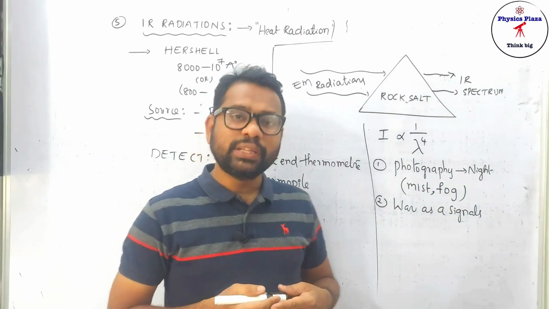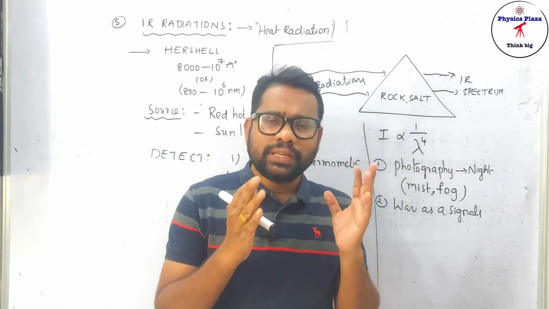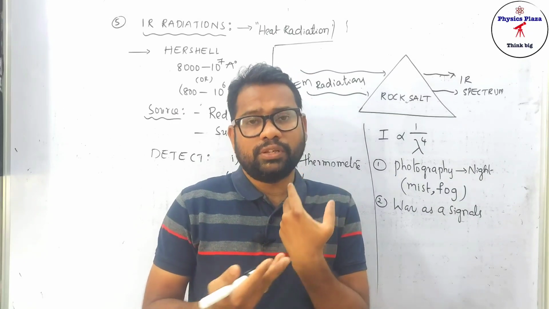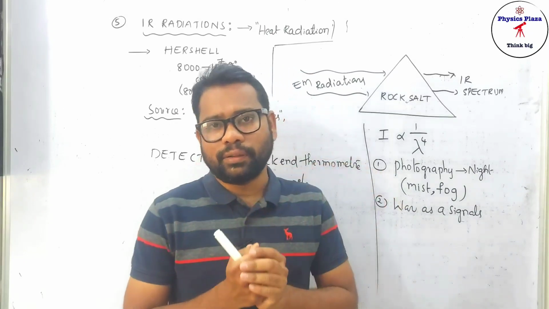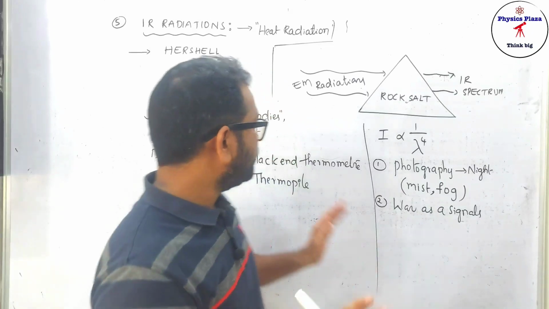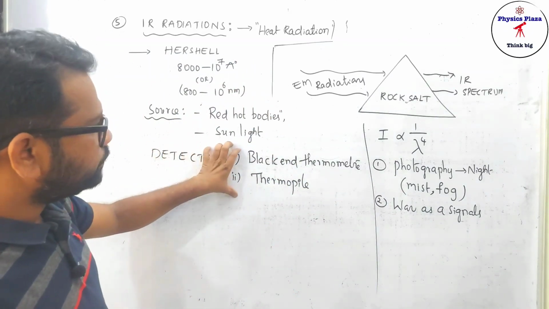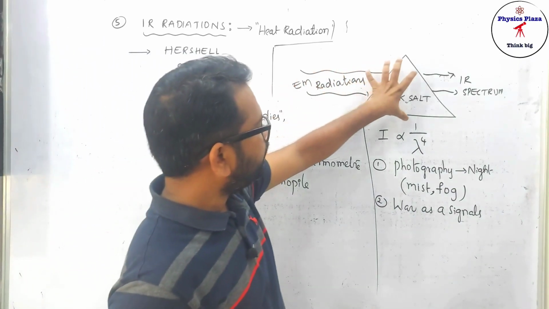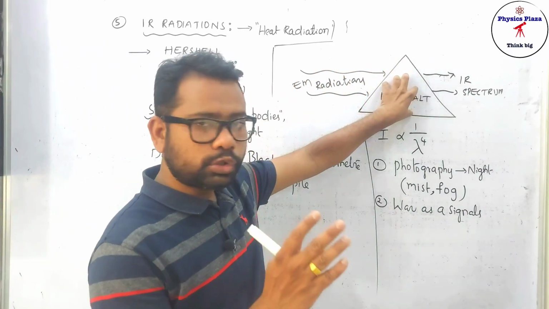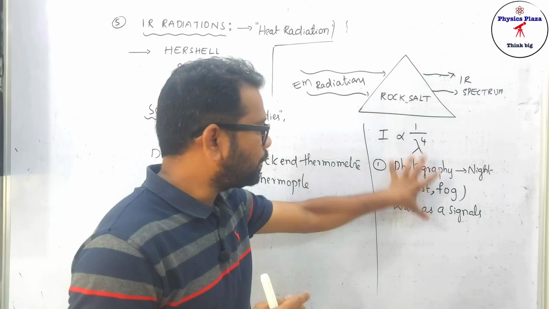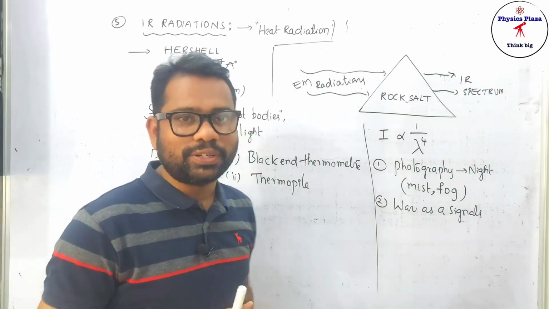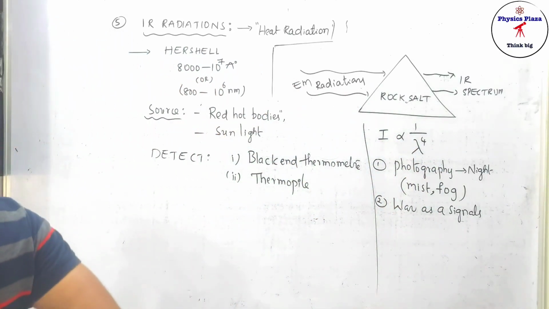Okay, fine. So what is the negative impact? Yes, when these radiations are exposed to too much, what will happen? It causes skin burns and many other problems also. Okay? So from the examination point of view, children, how can you detect, which prism do we use to obtain the IR spectrum, and the applications are very, very important. Okay, just copy it.